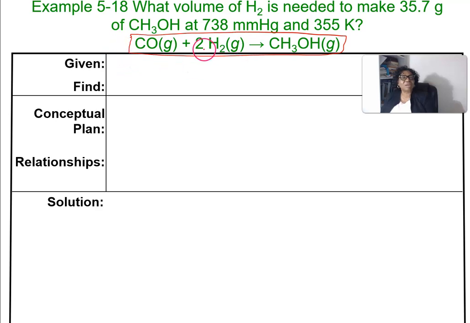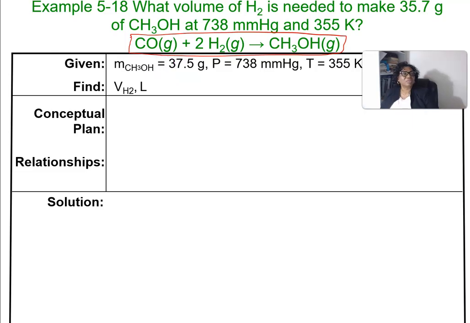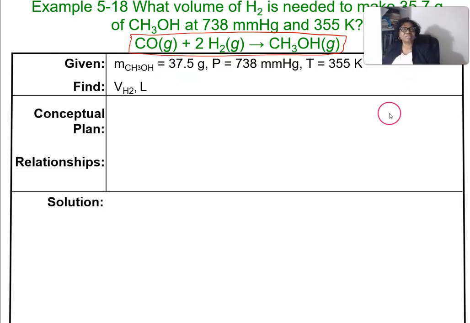The mole ratio: we need 2 moles of hydrogen to make 1 mole of methanol. So all this is information we got from the question. That's the mass of methanol. That's the pressure, the temperature. We need the volume of hydrogen in liters.